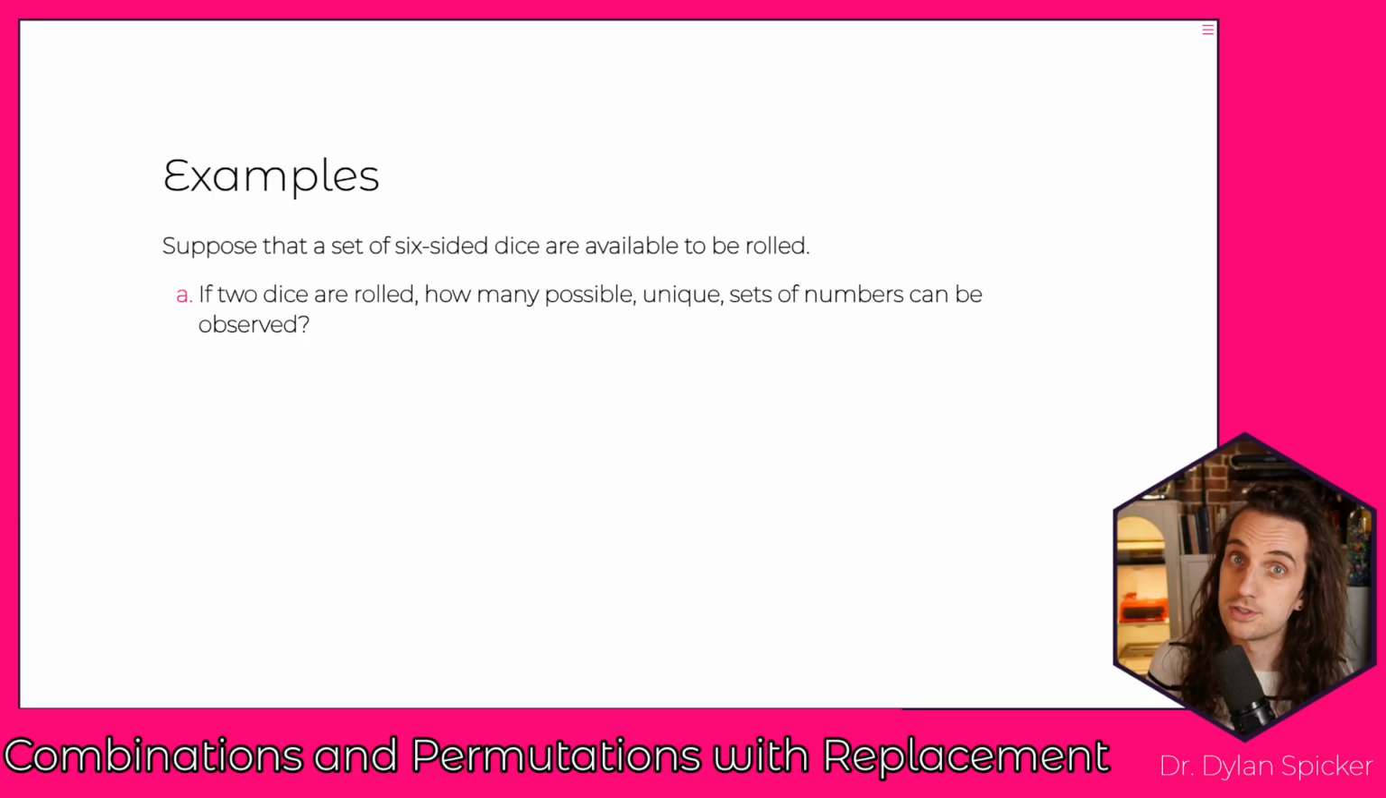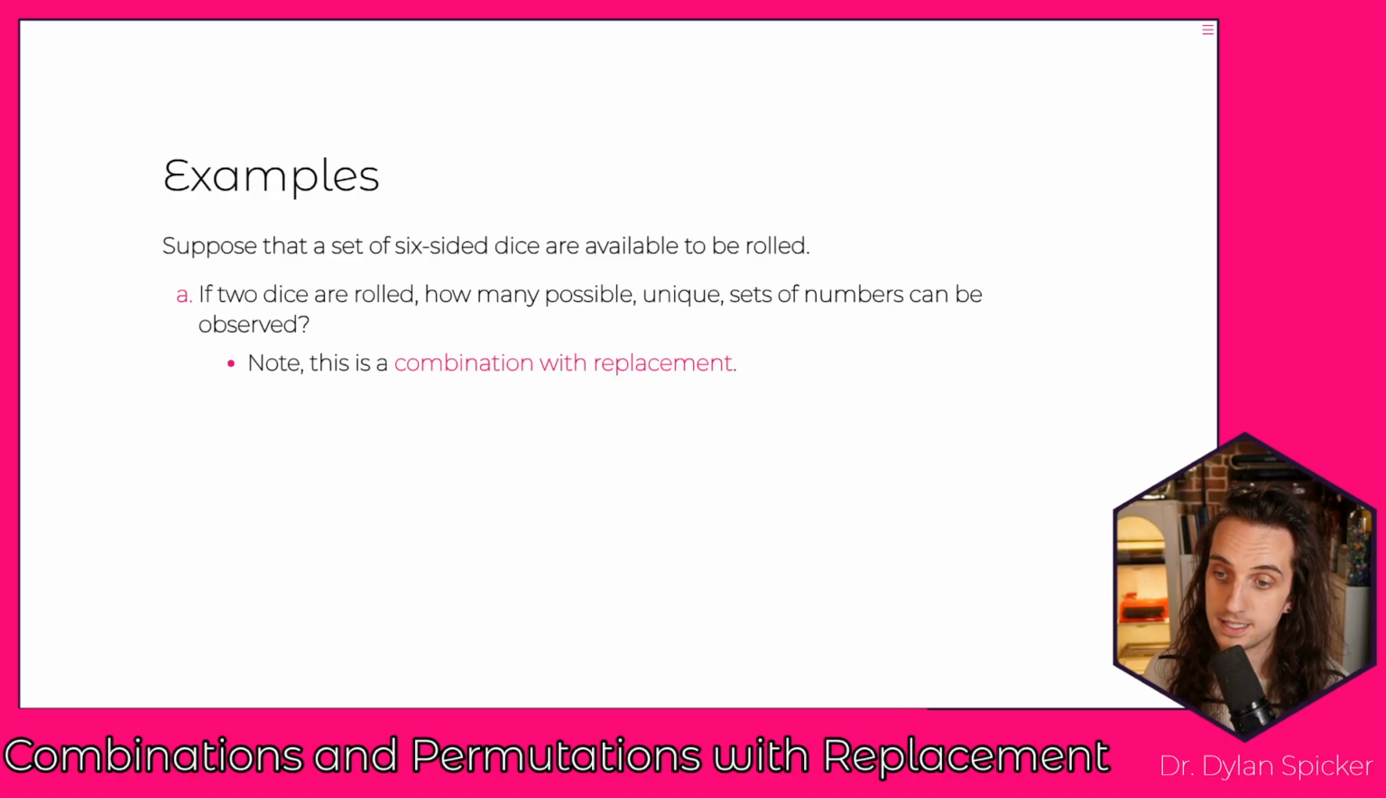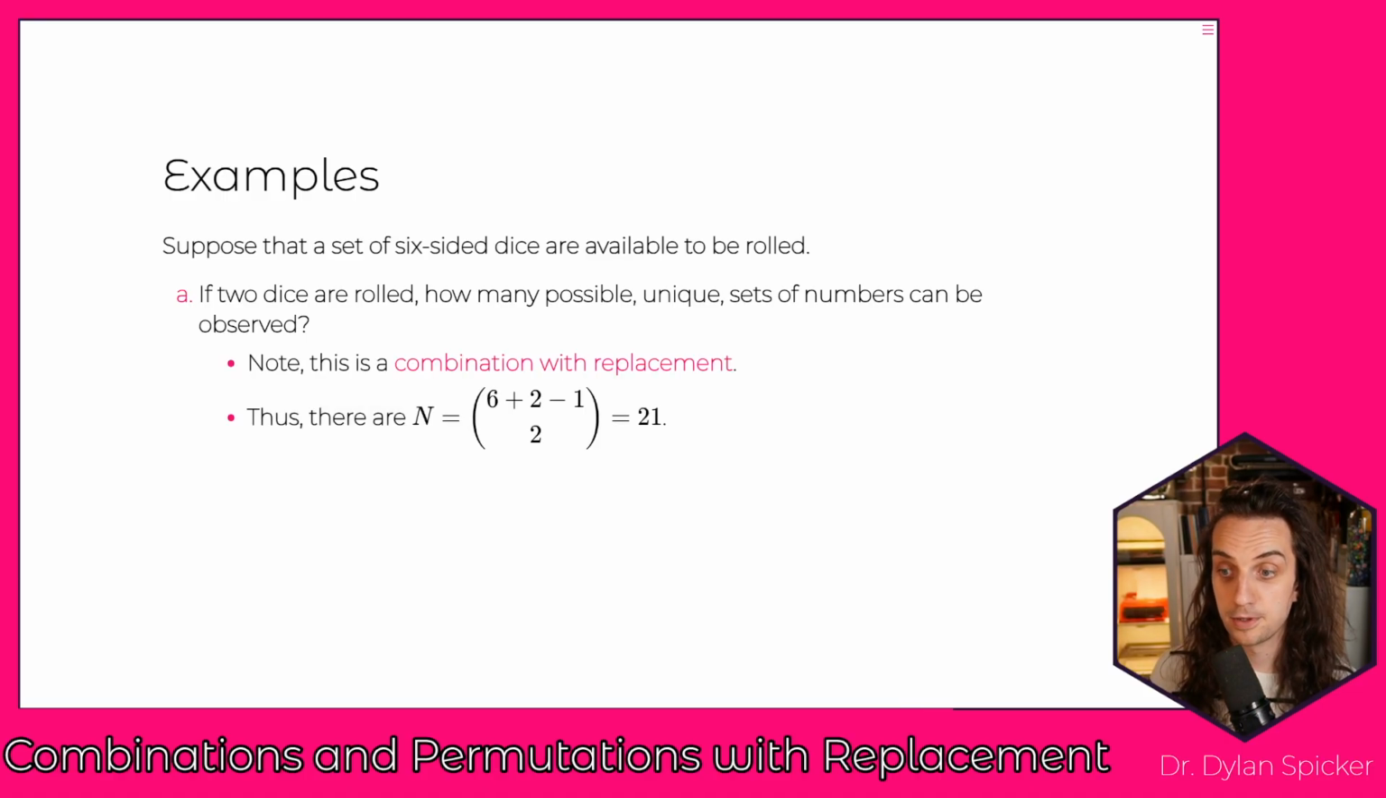So it's not going to be 6 choose 2, because that would give us how many ways you can pick out 2 unique numbers from 6. Instead, we need to use combinations with replacement. And so we take 6 plus 2, where k is 2, minus 1, choose 2, and there's going to be 21. So what we're saying here is that if you roll 2 dice, there are actually 21 different combinations of numbers.